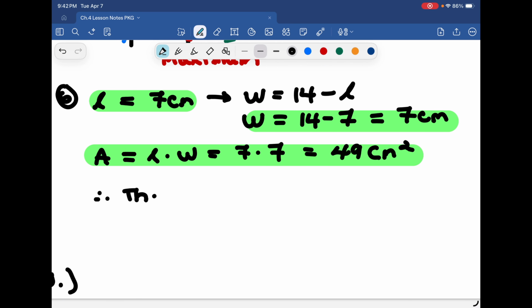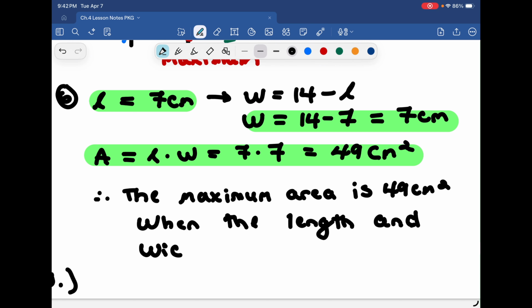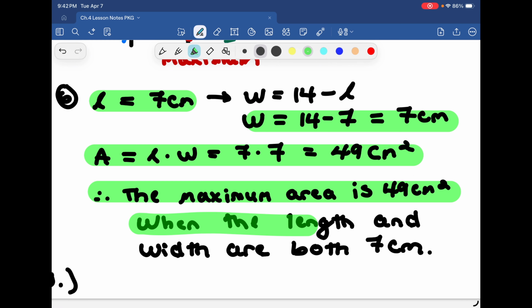Therefore, the maximum area is 49 centimeters squared when the length and width are both 7 centimeters. Just a nice, clear, concise sentence that indicates that this is our final solution of a maximum for this situation.